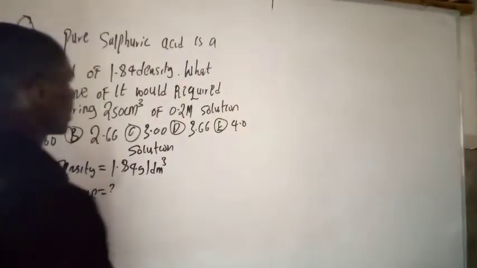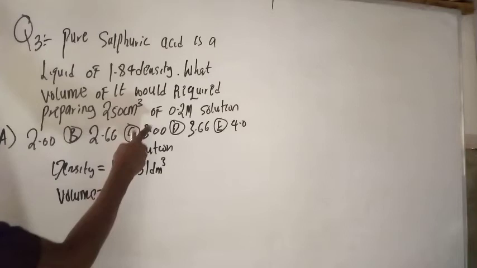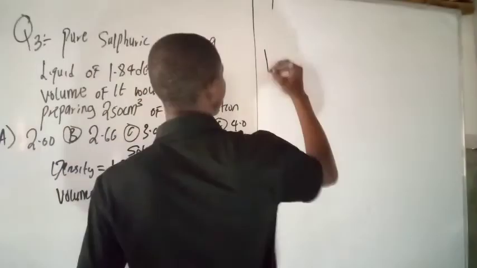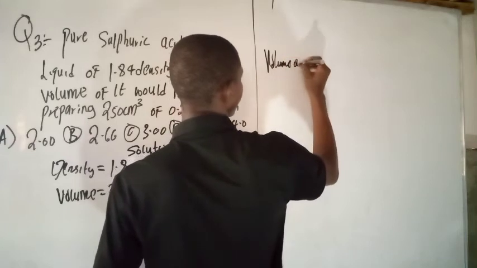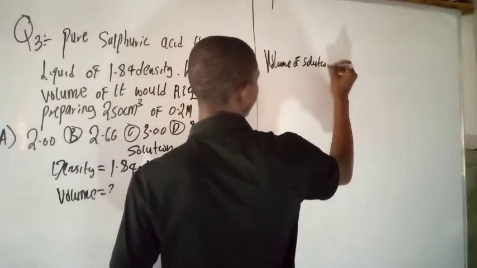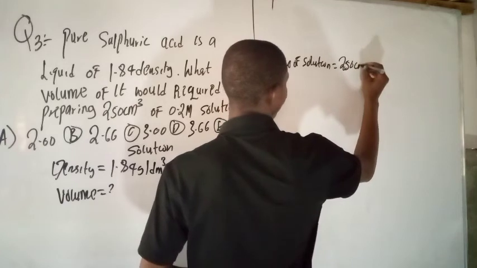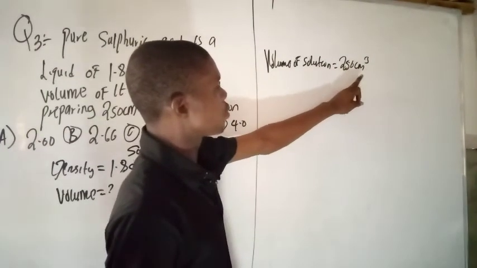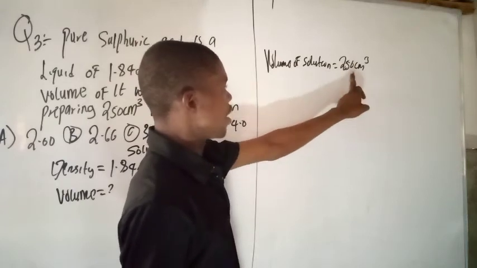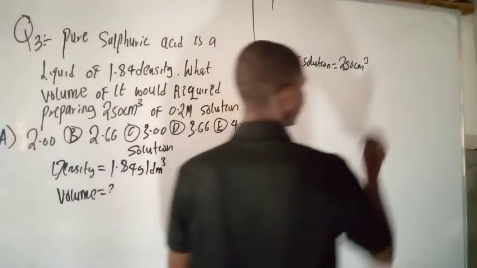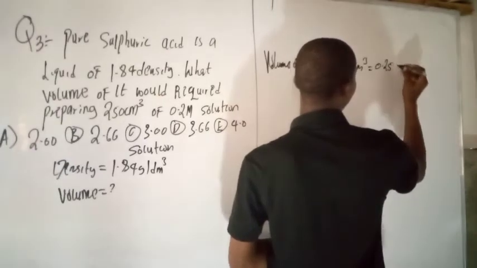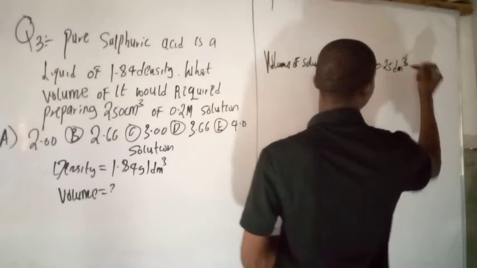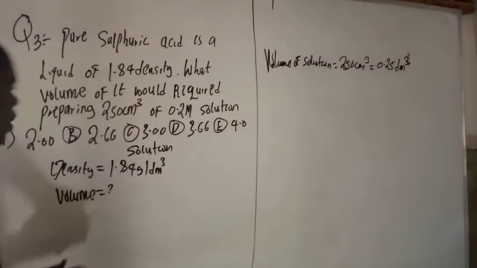If you look at the question here, they give us the volume of the solution, which is 250 cm cube. Remember, I told you that you must convert cm cube to dm cube by dividing by 1000, right? If you divide 250 by 1000, here we are going to have 0.25 dm cube. You get?